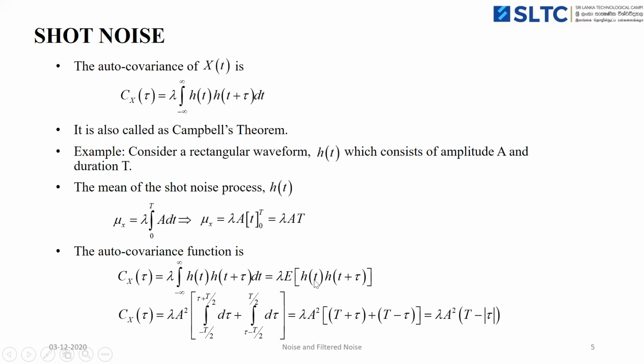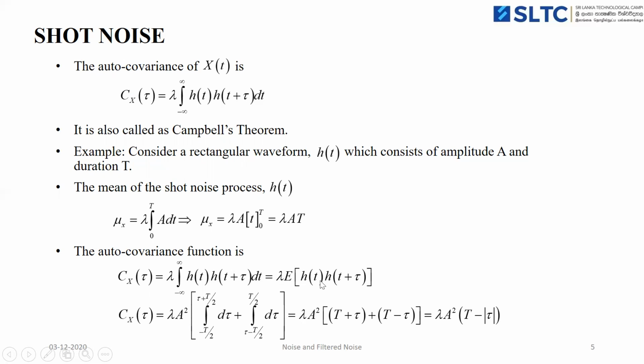And since in that autocovariance there are two variables present, that is t and tau, we can use the triangular function formula that we already studied in the previous session. Because each current pulse, the rectangular pulse, has amplitude A, A squared we can take outside, so lambda A squared comes outside.